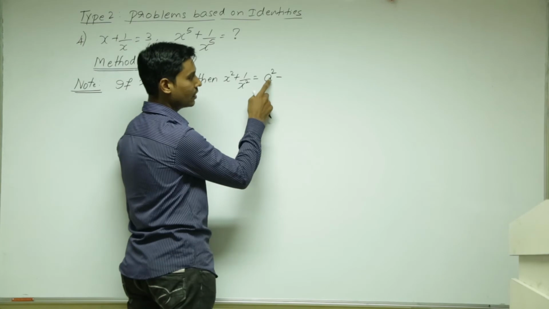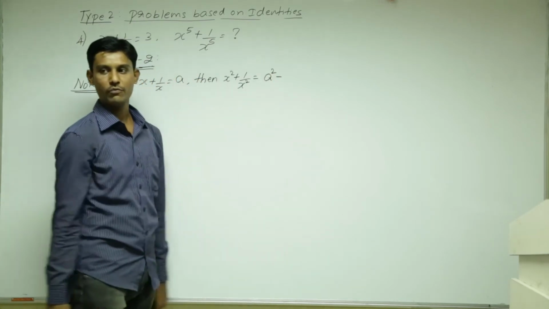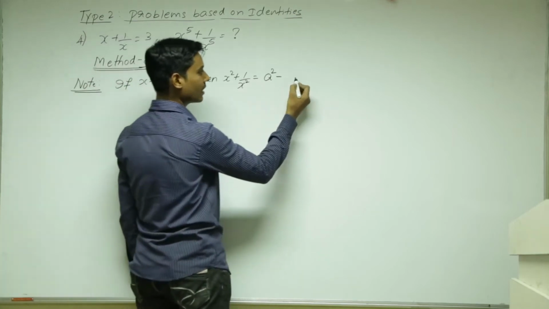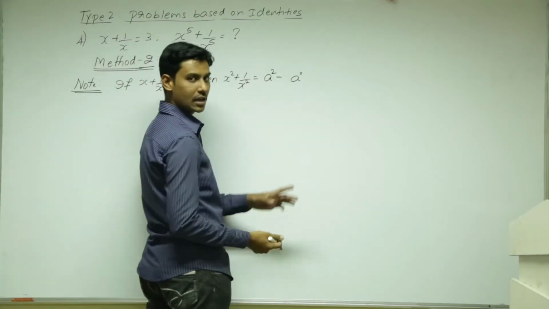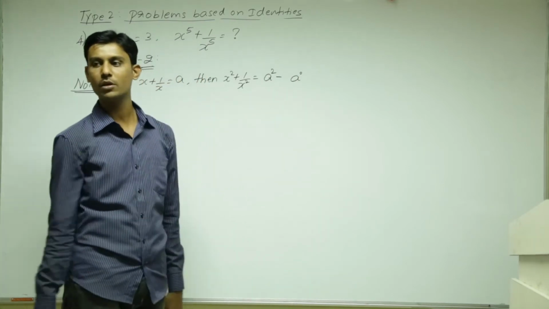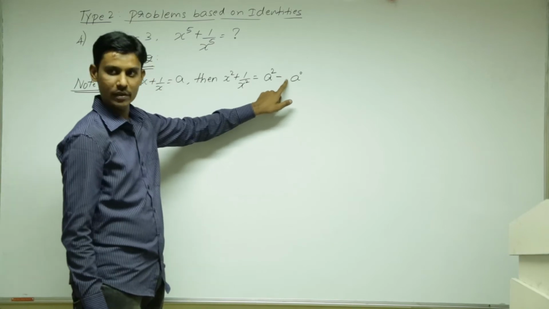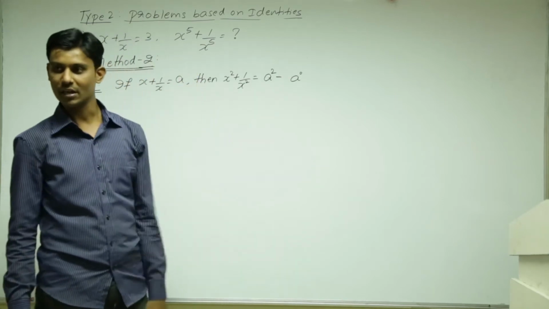Next term is a square. Next, reduce the power by 2. If I reduce the power by 2, how much will I get? A power 0. So can I still reduce the power by 2 so that the power is positive? No. If I still reduce the power by 2, it becomes a power minus 2. Stop at this point. Actually, there is a constant missing here. We will look into those constants after some time.